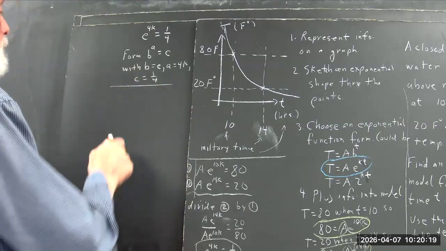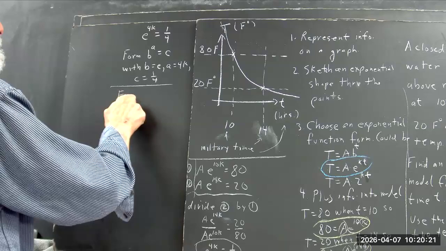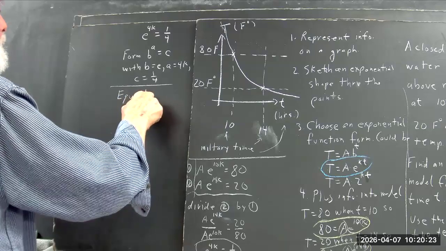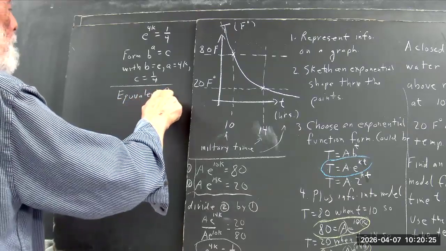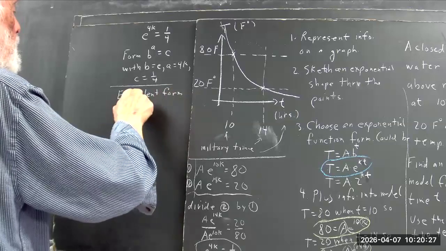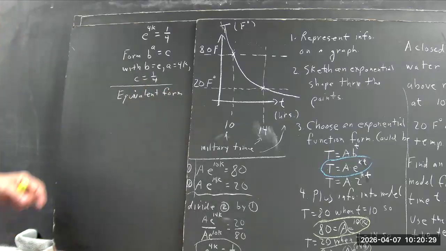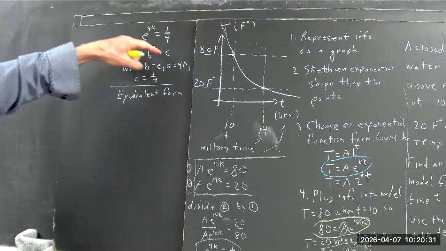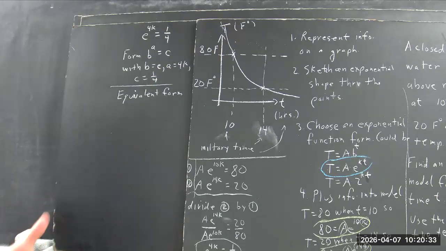What's the equivalent form? What form is equivalent to b to the a equals c? What form do we use in solving exponential equations? Take a minute, see if you can pull that out of memory if you haven't already, and see if you can solve the equation.